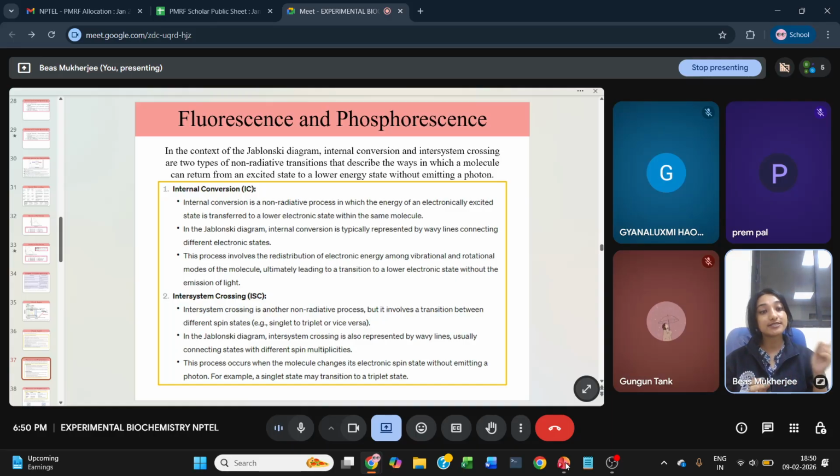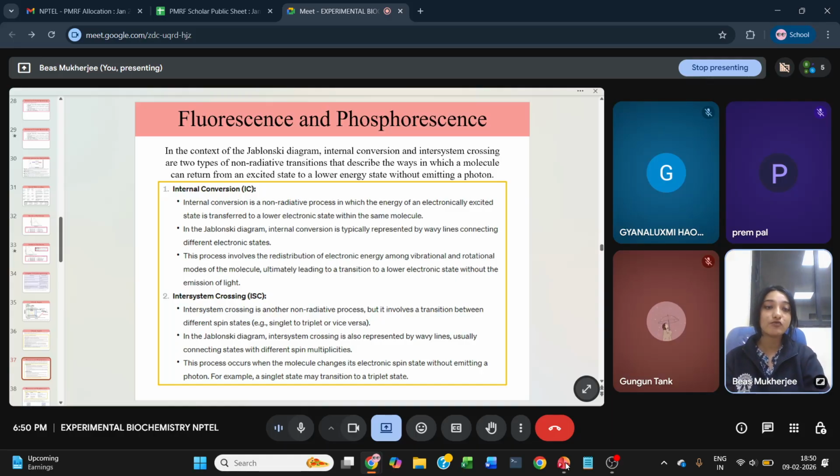Then there is intersystem crossing. What is that? In intersystem crossing, this is also a non-radiative process which involves transition between different spin states, for example, singlet to triplet or vice versa. What is that? We'll talk about this. Okay. So this process occurs when the molecule changes its electronic spin state without emitting a photon. For example, a singlet may transition to a triplet.